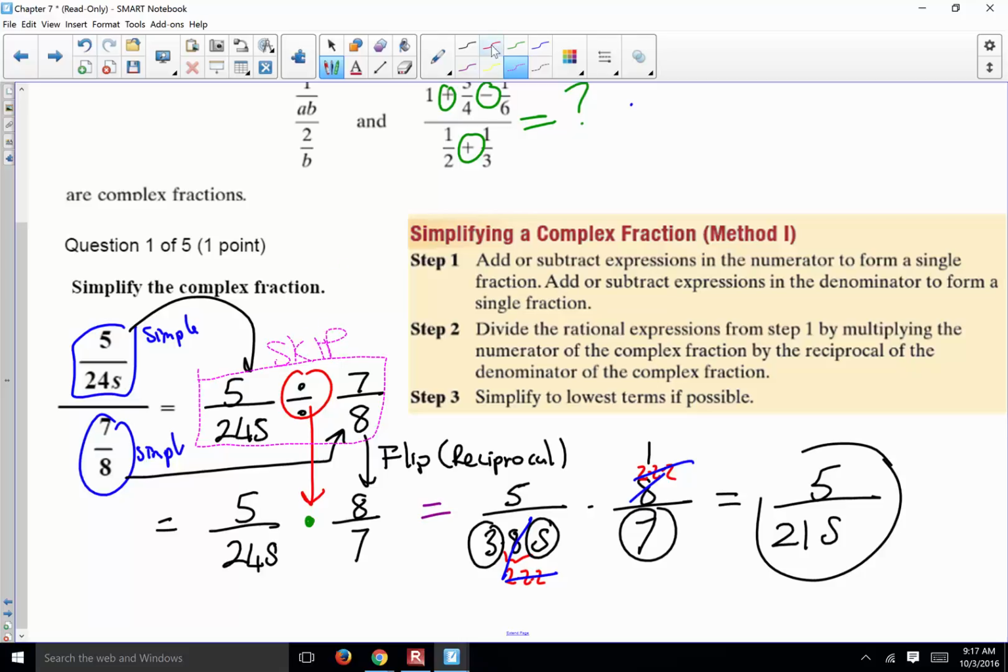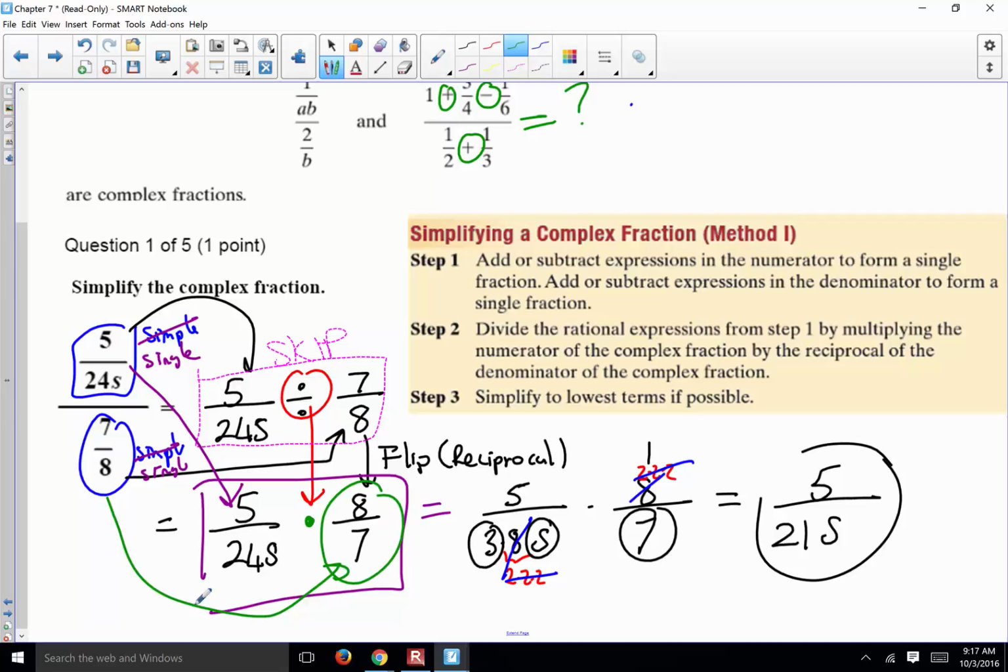And I will go directly to this line. Is it okay? So from now on, when I see a single fraction on the top and a single fraction on the bottom, all I'm going to do is take the top one to the left, flip the bottom one, and put it to the right as a product.